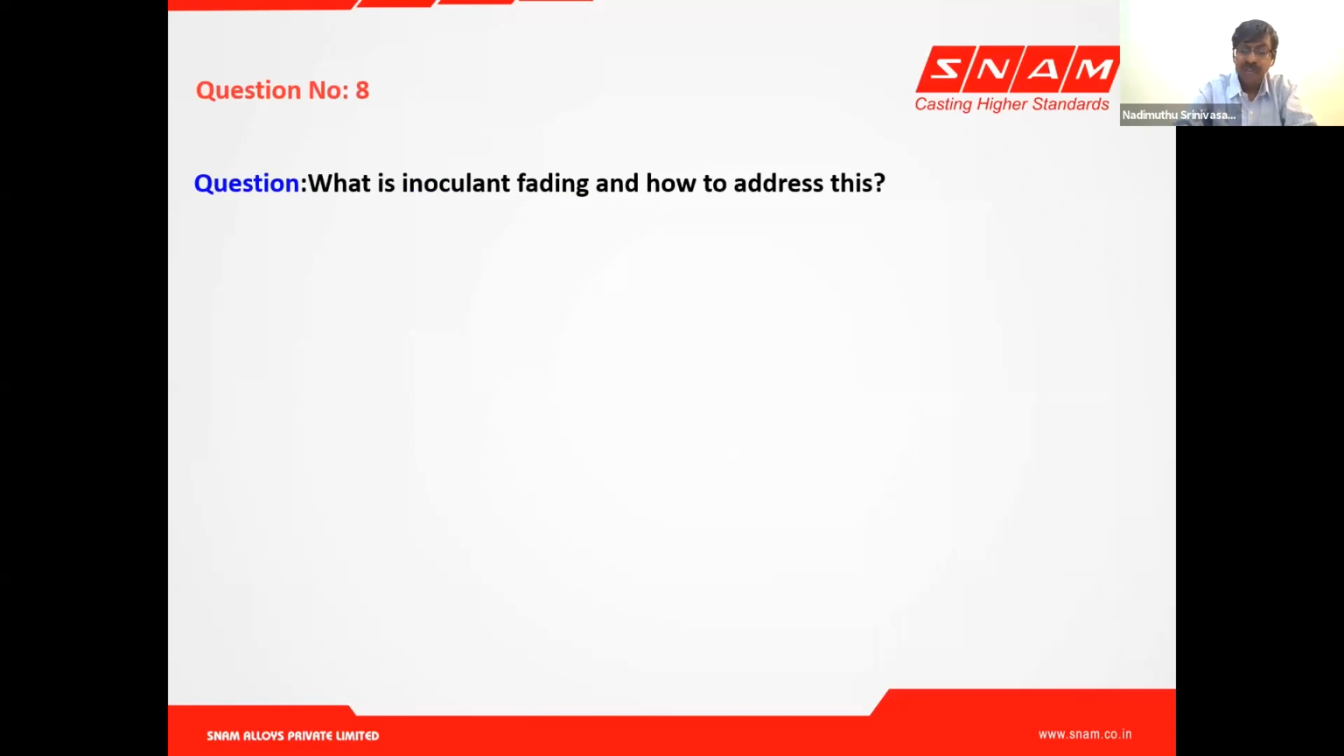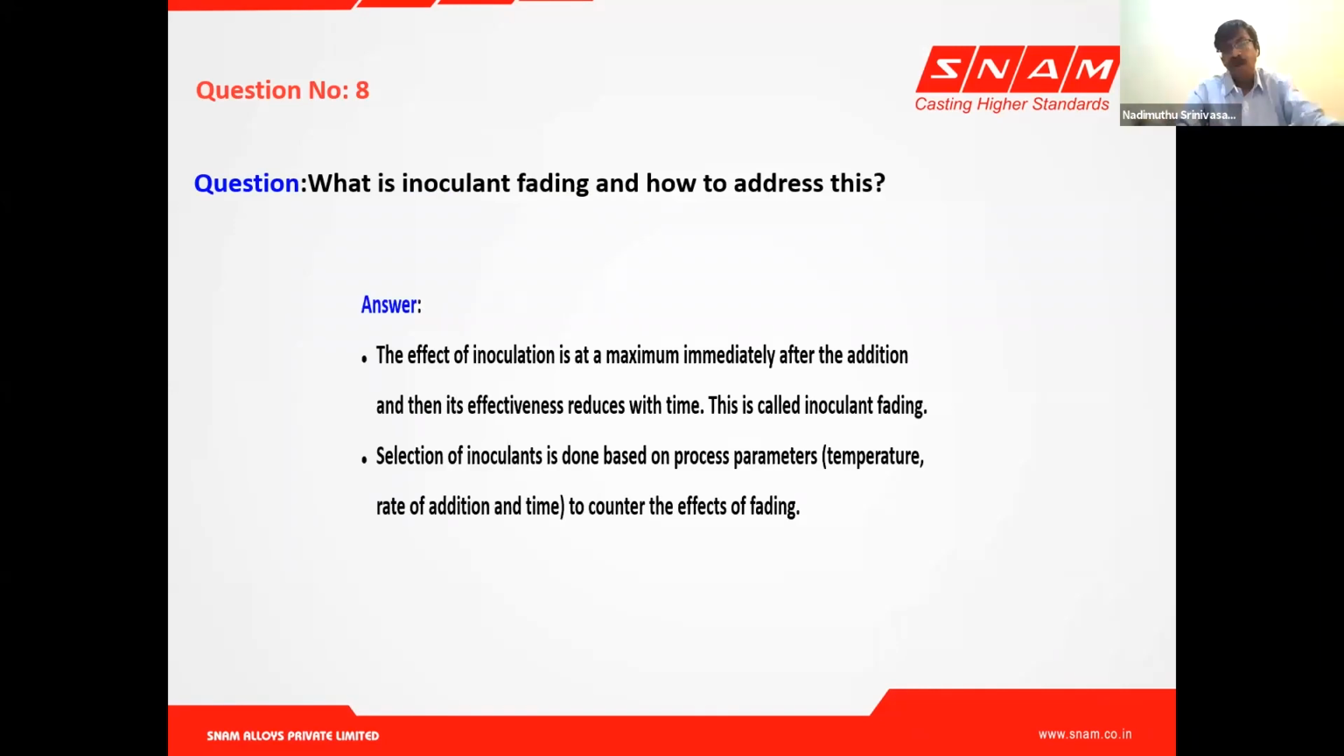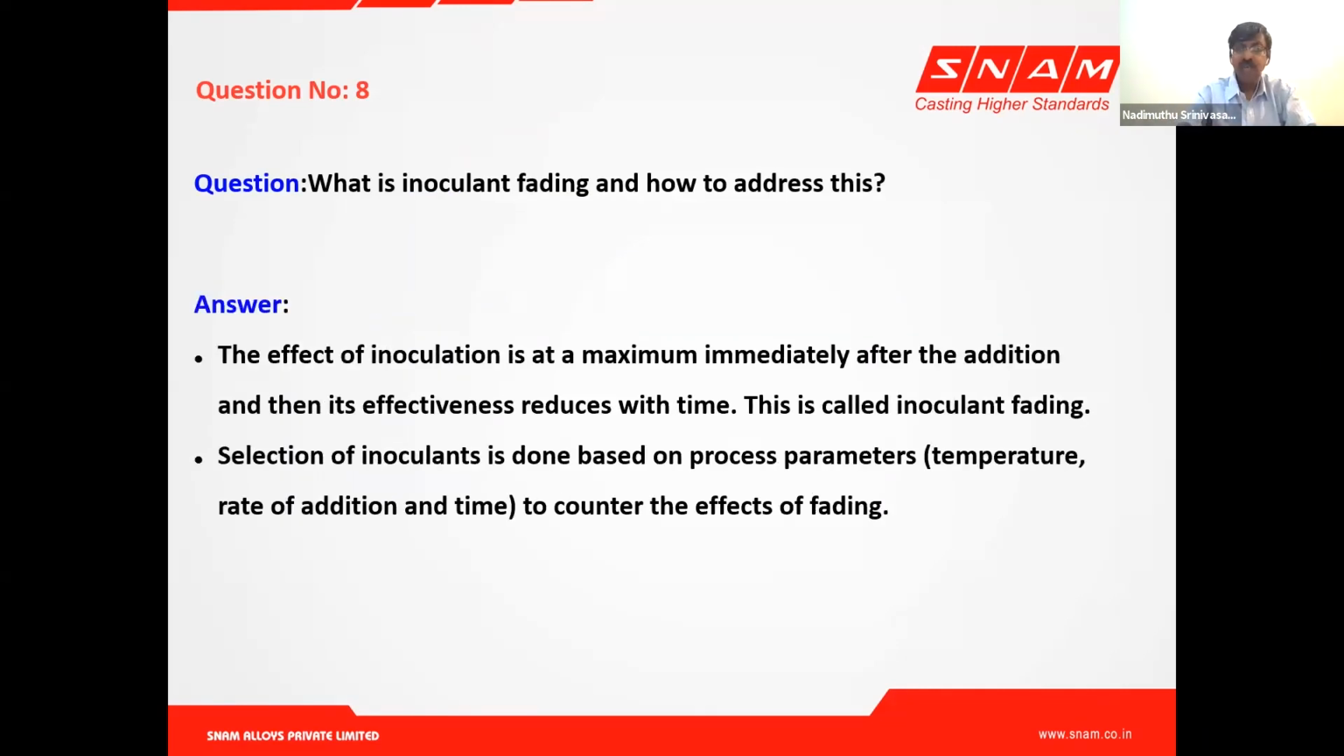Now next, what is inoculant fading and how do we address this? I think inoculant fading was also described by the previous panelist, even with a graph. The effect of inoculation is maximum immediately after the addition. Now, unfortunately, the fading of inoculant is also maximum immediately after addition. 50% of the potency of the inoculation fades very fast.